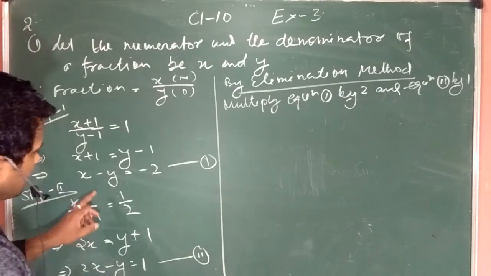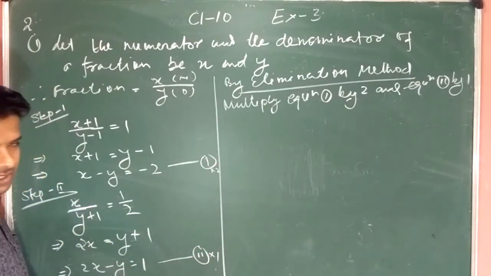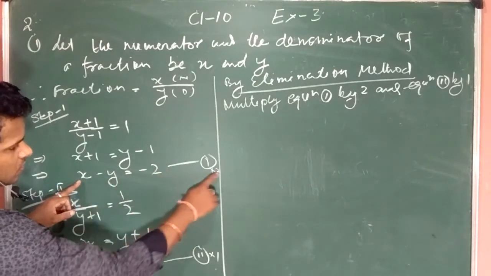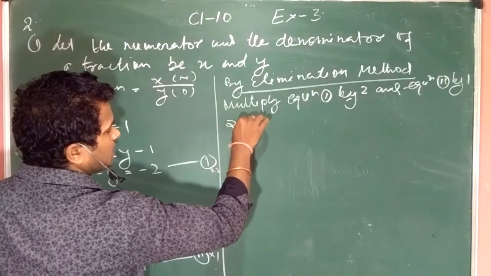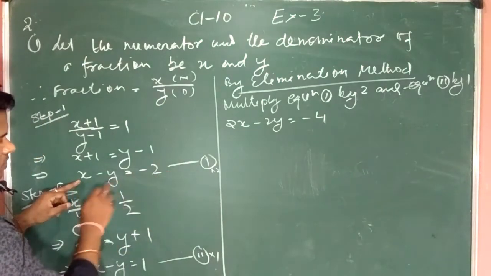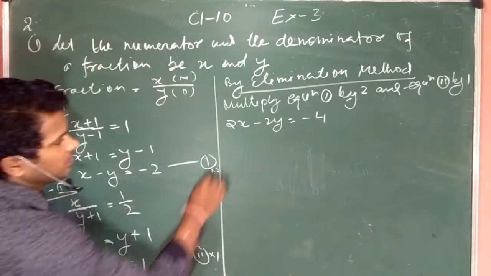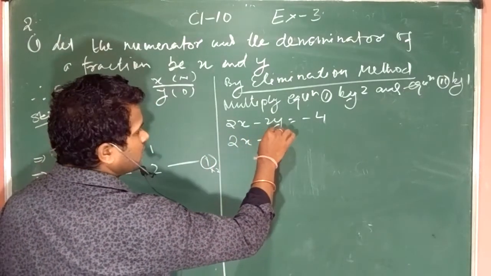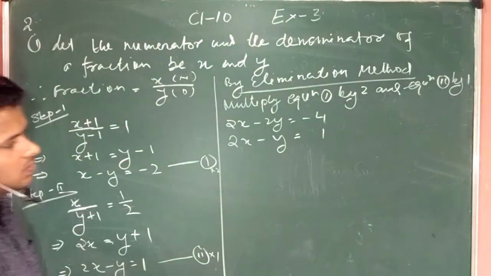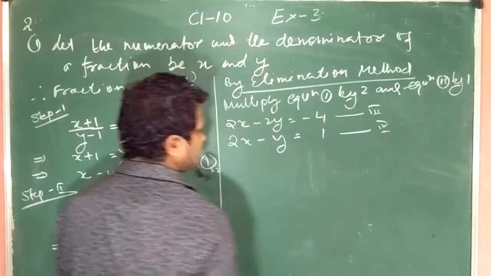So when we multiply, this one is into 2 and this one is into 1. Into 1 means we just copy it the same, but into 2 means multiply. 2 into x, 2x, 2 into y, 2y, 2 into 2, 4. That means we have 2x minus 2y is equal to minus 4. Now this one remains the same, 2x minus y is equal to 1. This is equation 3 and this is equation 4.